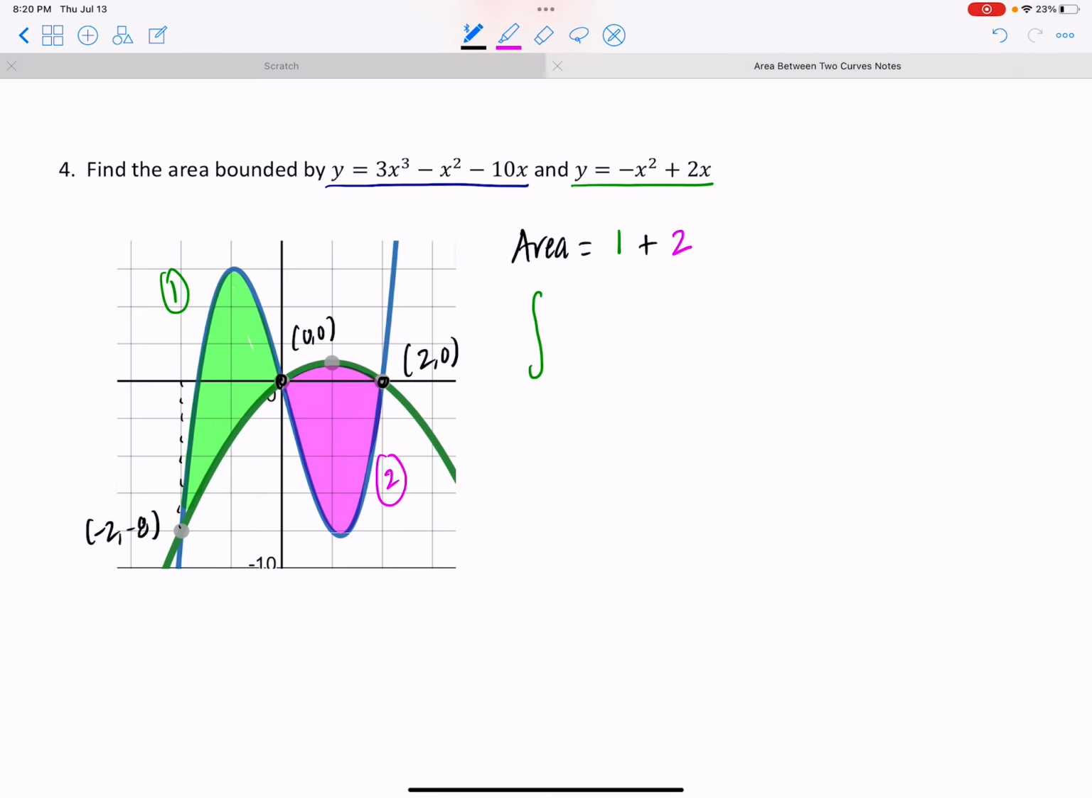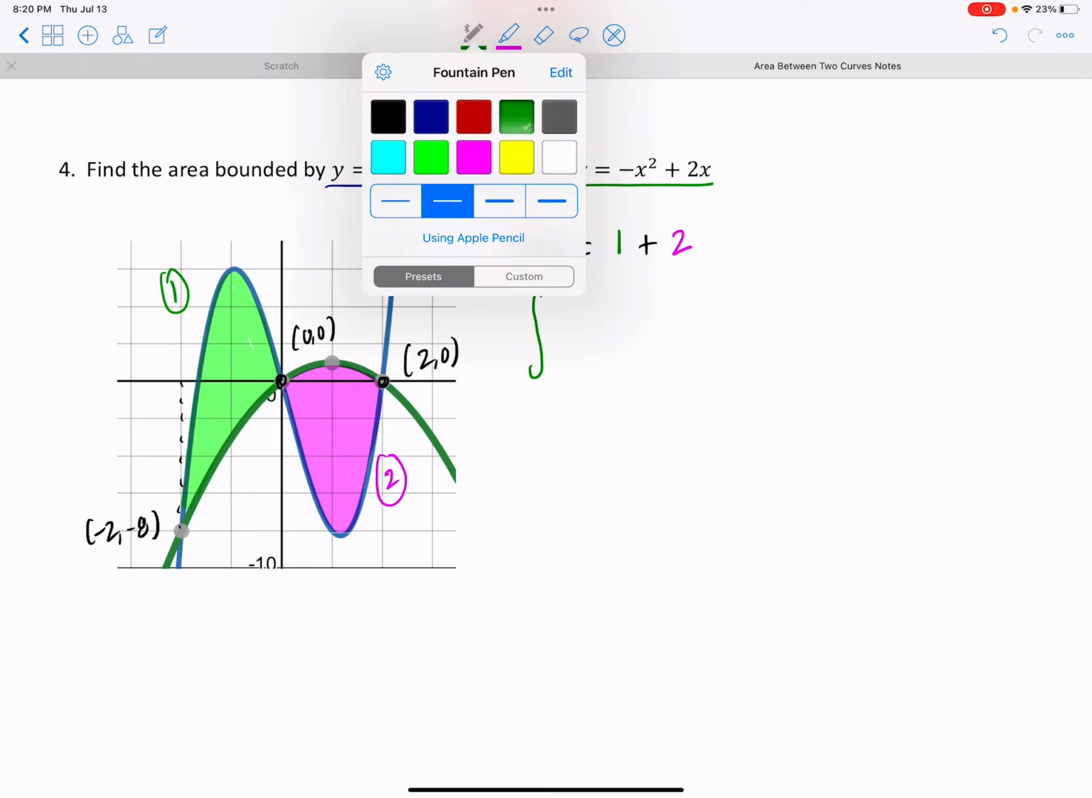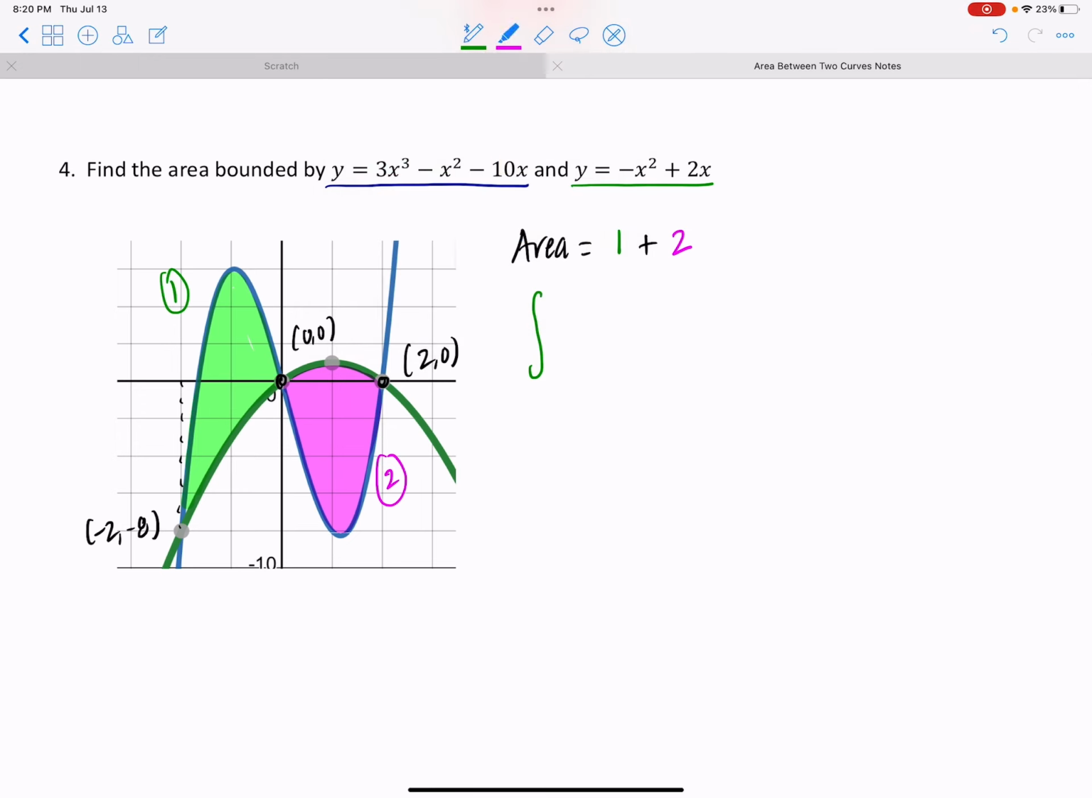So this first integral is going to go from x equals -2 to x equals 0. Those are the endpoints of that region. And that's f of x minus g of x. The upper bound is the cubic, so 3x cubed minus x squared minus 10x. And then we're going to subtract the lower bound, the quadratic, so subtract a -x squared plus 2x. And then we're going to add to that, in pink, number 2 here. And this one goes from 0 to 2.